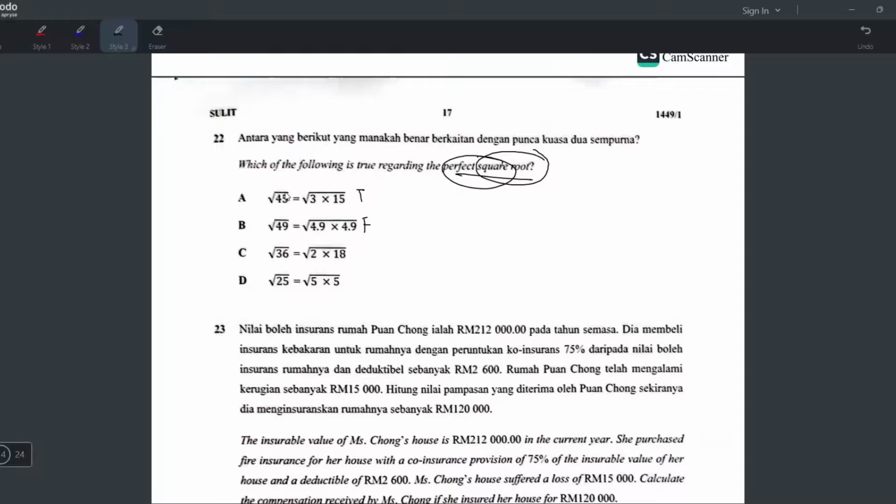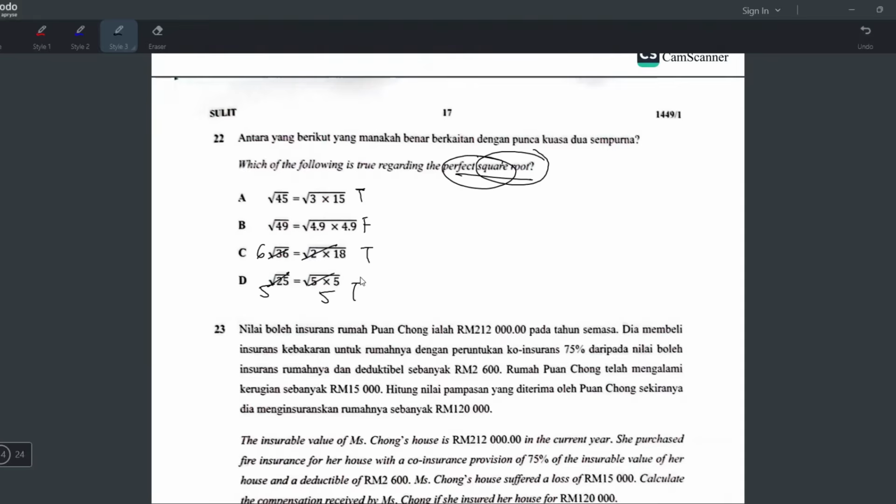Okay, this one is true. Okay, square root 36, if you tekan, you dapat 6. And then 18 times 2 gives you 36. Square root 36. Okay, this one is also 6. So this is true lah. Okay. Hey, this one is true. This one, 3 times 15. Yeah, this is true, right? Okay, then this one is 5. And then 5 times 5. This one is 5. So this is true.